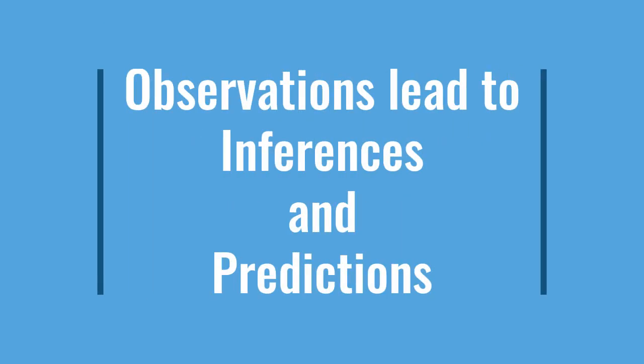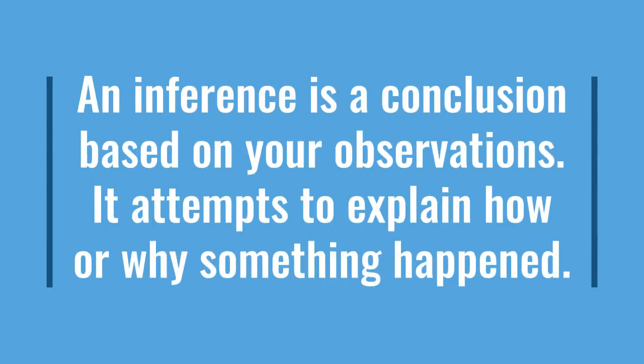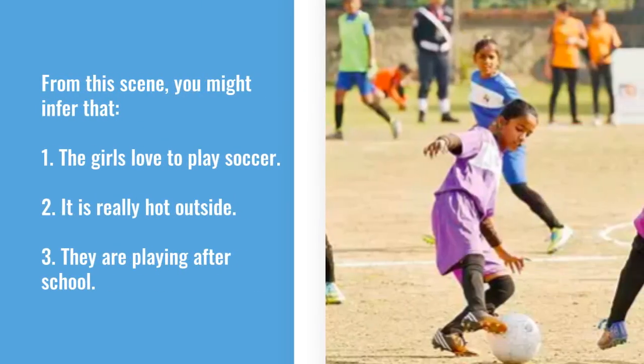Once you've made observations, they can lead you to make inferences and predictions. An inference is a conclusion based on your observations. It attempts to explain how or why something happened. It's important to note that your inference may not always be correct, but it is a logical conclusion. For example, from this scene, you might infer that the girls love to play soccer, that it's really hot outside, or that they are playing after school. We're not really sure if any of those are correct, but they are logical.